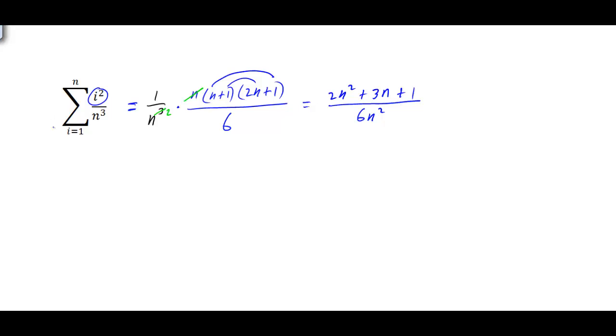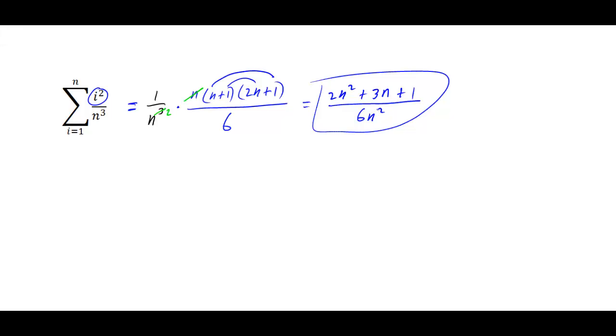So this would be rewriting the sigma notation in this particular formula. So if you had i squared over n cubed, and if you know the value of n, you could simply plug that upper limit n into this formula, and that's going to give you this particular sum.